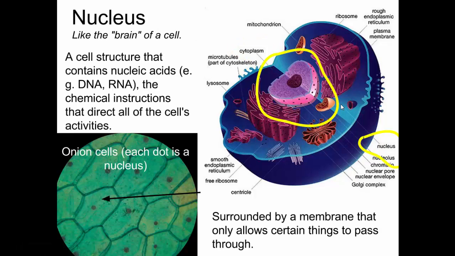The next important thing that we're going to look at is the nucleus. The nucleus is like the brain of the cell. If you look here, these are onion cells, and each of these dark dots that you see right here is a nucleus. The nucleus is a cell structure that contains nucleic acids, like DNA and RNA, which are the chemical instructions that direct all of the cell's activities. So it's like the command center of the cell. It's surrounded by a membrane that only allows certain things to pass through, which is called the nuclear membrane. So only certain things can get in and out of the nucleus.